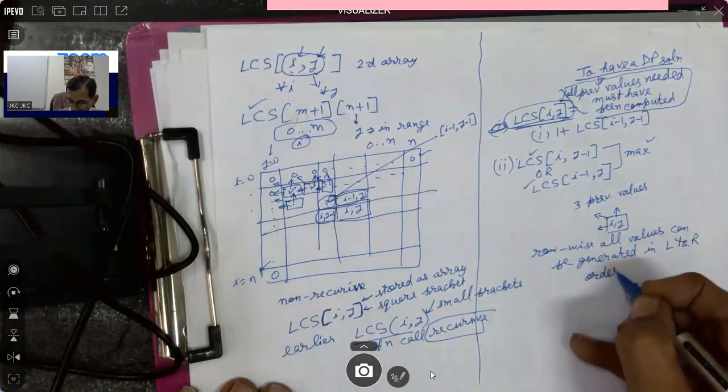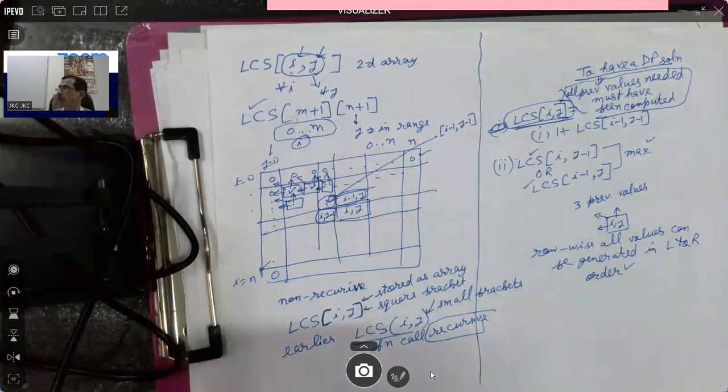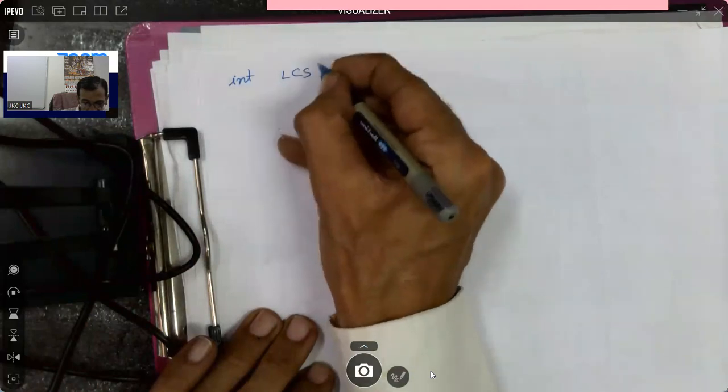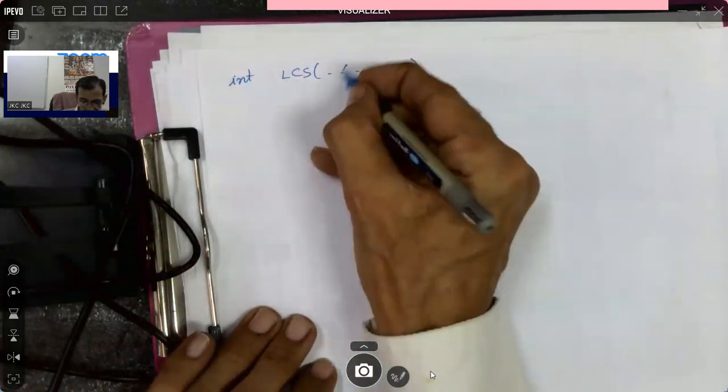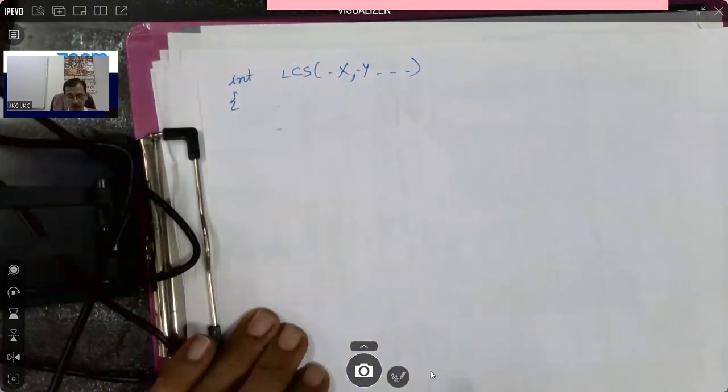And similarly for the column also. Now that becomes a sufficient way to go for the ultimate solution of a programming. So coming to the last step, I will say now I have to write the code. So I will say int LCS, whatever parameters you require, X, Y, length, etc. But then I have to do the coding.